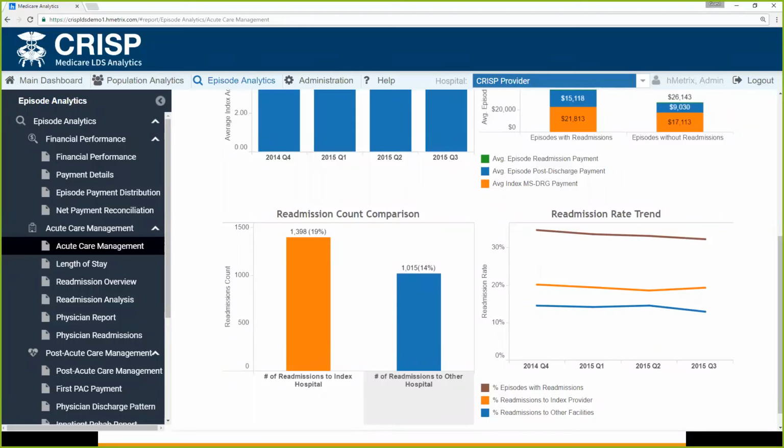Whereas the right-hand chart shows you the number of readmissions that went to a different hospital. So outside of an episode viewpoint, these might be patients that you don't even realize had a readmission. In this case, that is captured within the episode. And you see that for this hospital, 14% of all episodes were readmitted to a different hospital. This is really important to look at because it's something you might not have realized was actually going on with a lot of the patients. And then we have the different trend numbers for those readmissions over the time period selected.